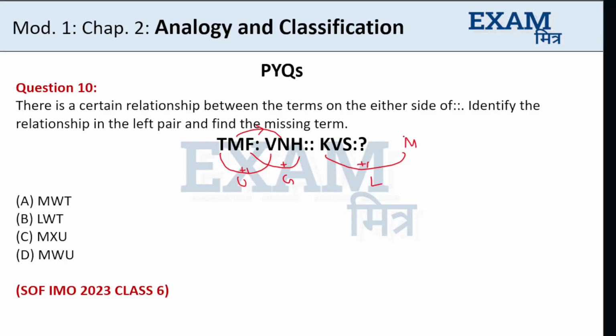This must be M. Then V will be having no skipping. Then what must be the letter after V? V, W. So this must be W. And then there must be a forward skipping for S as well. +1, S, T, then comes U. We must skip T and then the next letter is U. So the answer is MWU. This must be a correct answer. This question was asked for class 6 in the year 2023 for IMO. Let's move to the next question.